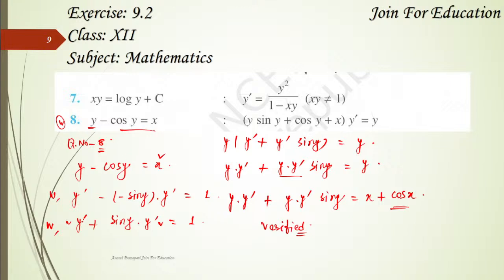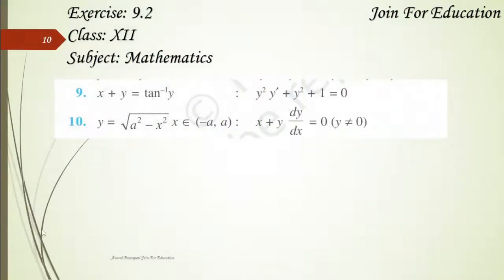Let's see the solution of question number 9. So we have question number 9, and it asks us to verify this one: y square into y dash plus y square plus 1 equal to 0. Here this one says that derivative of y. So let's see the solution of question number 9.